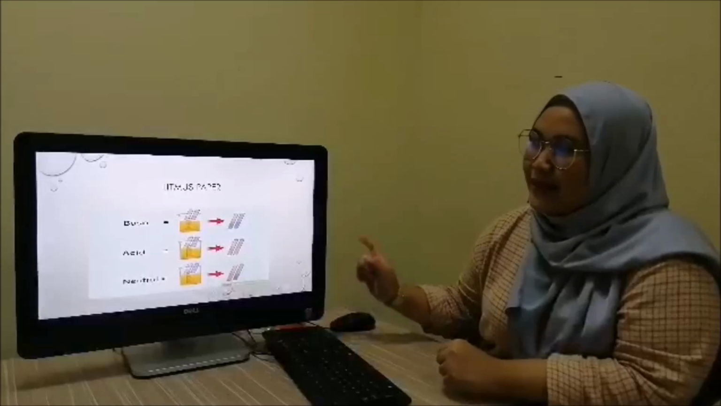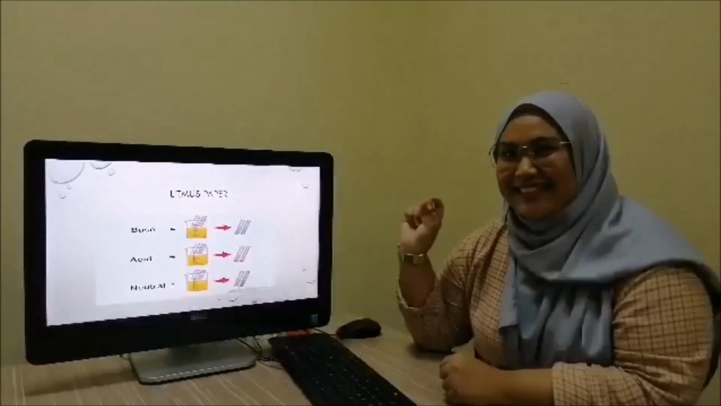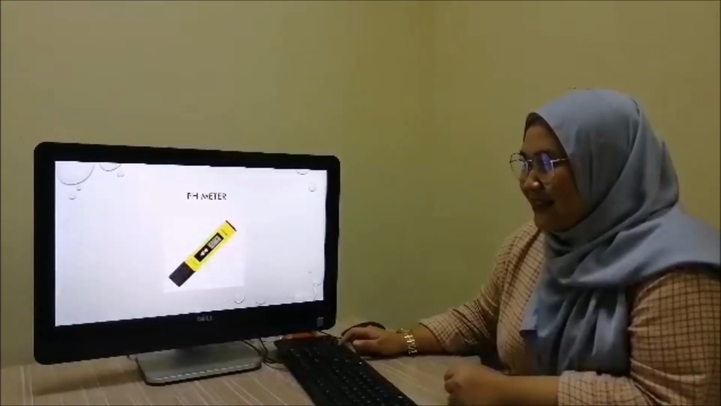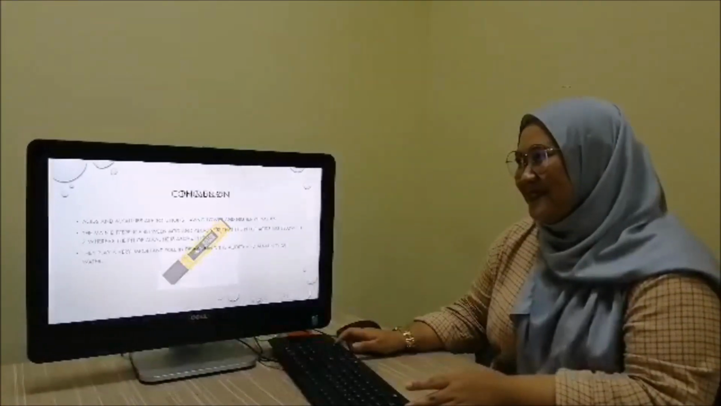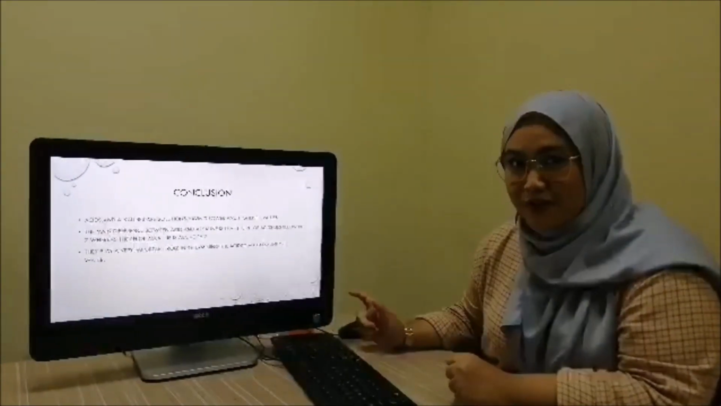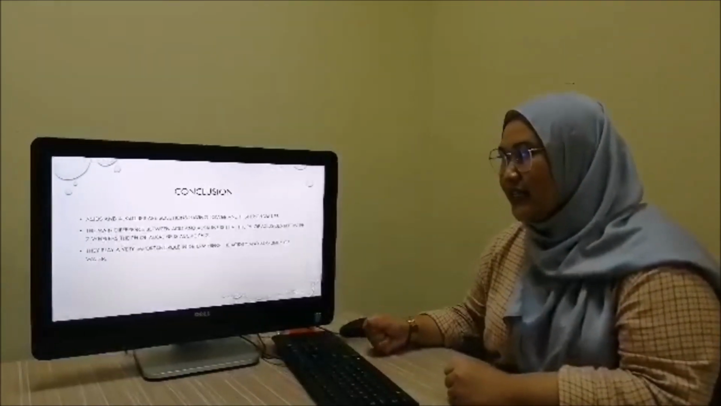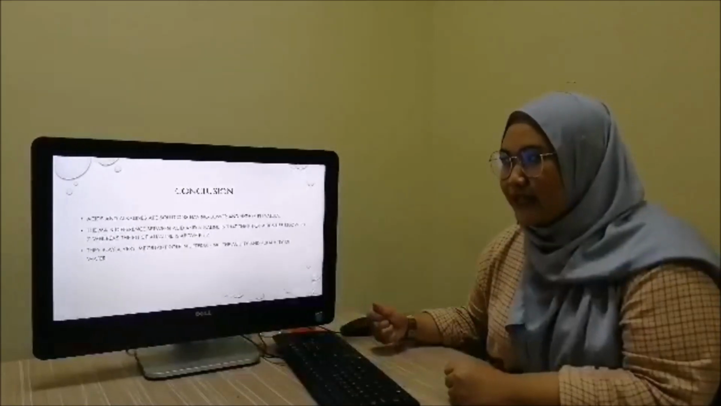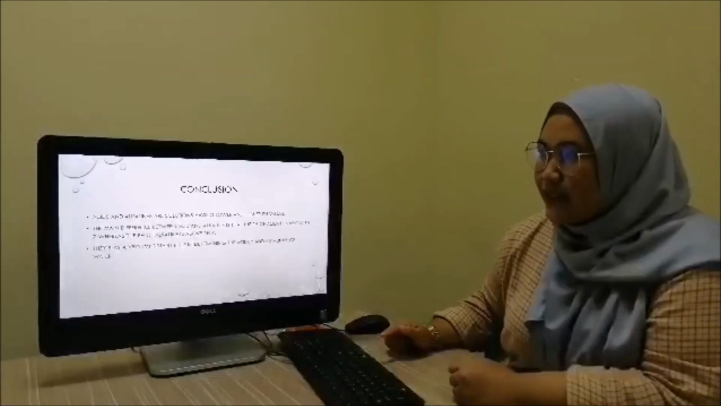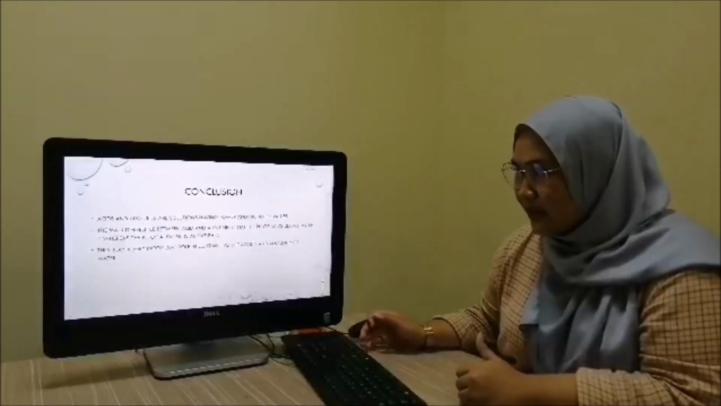Litmus paper: base, acid, neutral. This one is a pH meter. Conclusion: acid and alkali are solutions having lower and higher pH values. The main difference between acid and alkali is that the pH of acid lies below pH 7, whereas the pH of alkali is above pH 7. And the last one is they play a very important role in determining the acidity and alkalinity of water.